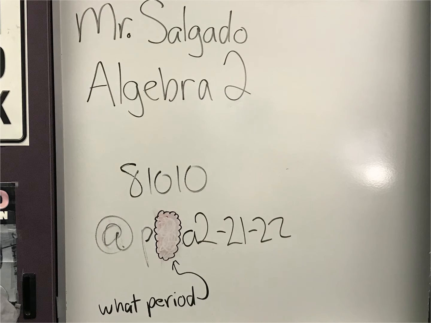Likewise, parents, if you'd like, sign up with your own cell phone and just send the message at P, whatever period it is. So if they're in 8th period, at P8 A2-21-22 to the phone number 81010, and it will sign you up, and you will be able to text me anytime, day or night. I definitely will not be responding to texts after a certain time, let's say 4 or 5 in the afternoon. But if I have the chance and I'm awake, I'll respond to you as quickly as I can. If not, I'll wait till the next morning when I see it. Anyway, let's jump back to Google Classroom.